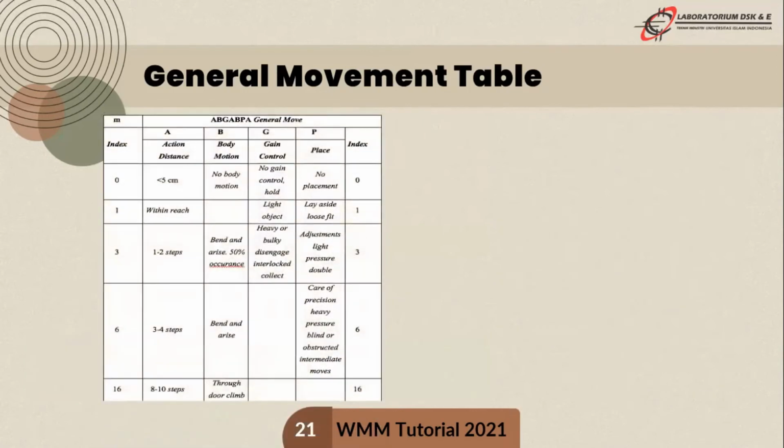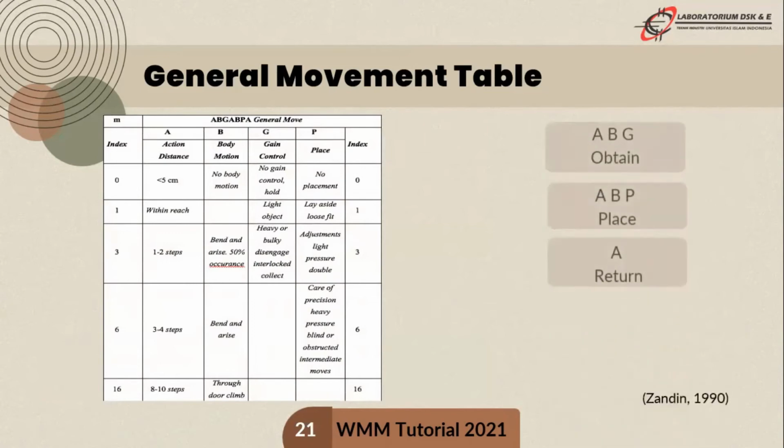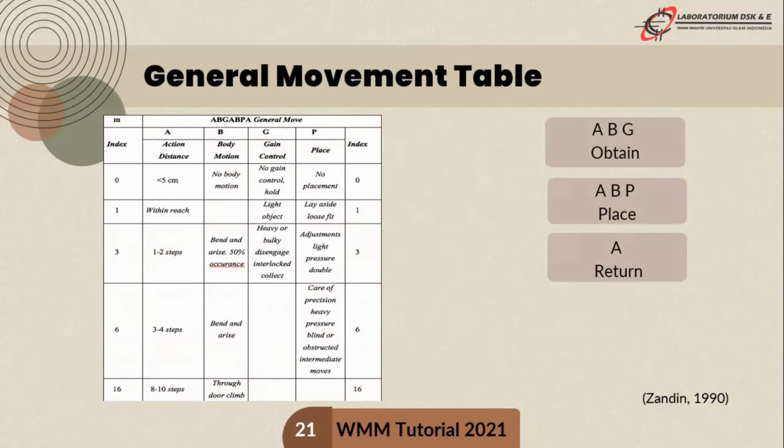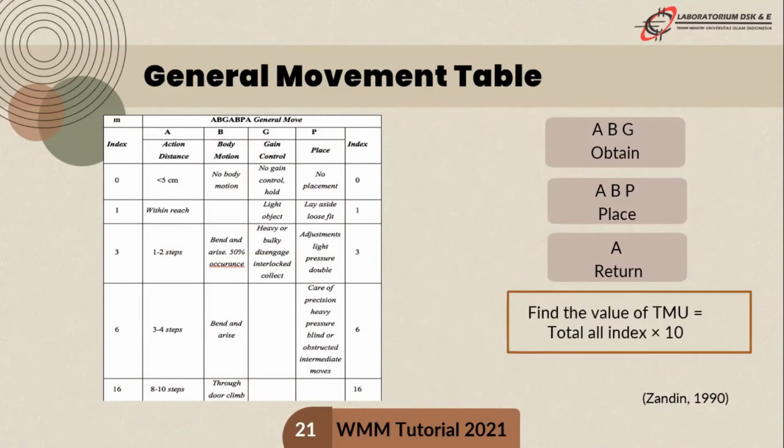Okay, so this is the table of general movement. As you can see on the table, it says A, B, G, A, B, P, A, general move. To calculate and find the index, you make sure which case the activity for A, B, G, and P falls into, and which index you get. For the formula for finding the TMU, we multiply the total index by 10. And then we can get the TMU in the general movement table.